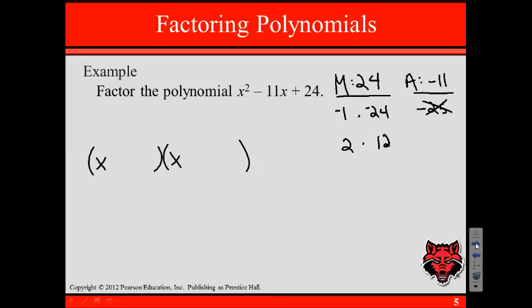2 times 12, we make each of these terms, each of these factors, negative. But negative 2 plus negative 12 is negative 14. We're closer, but we still haven't arrived at the number we want.